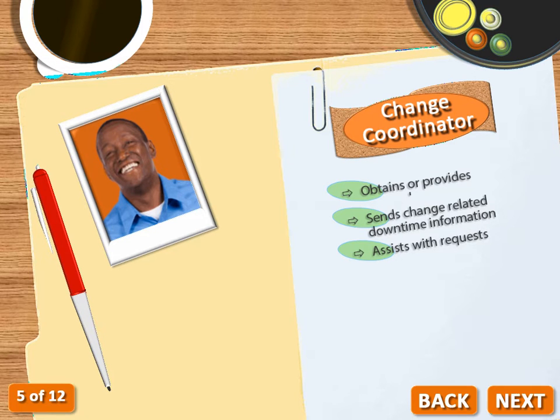The change control coordinator obtains or provides approval for changes, sends change-related downtime information out to the institution after approval, and assists with requests from auditors on the change control process.